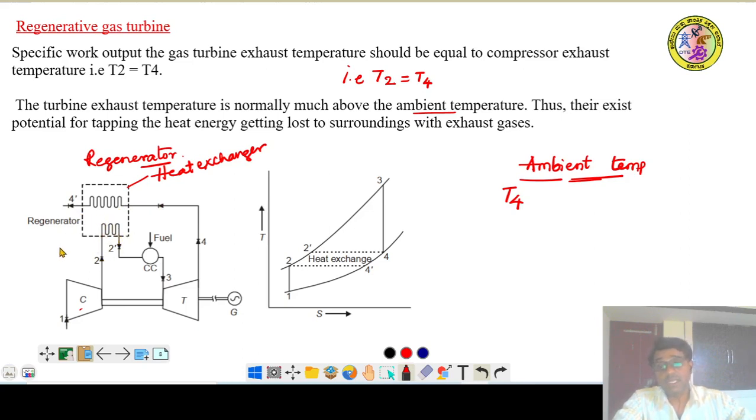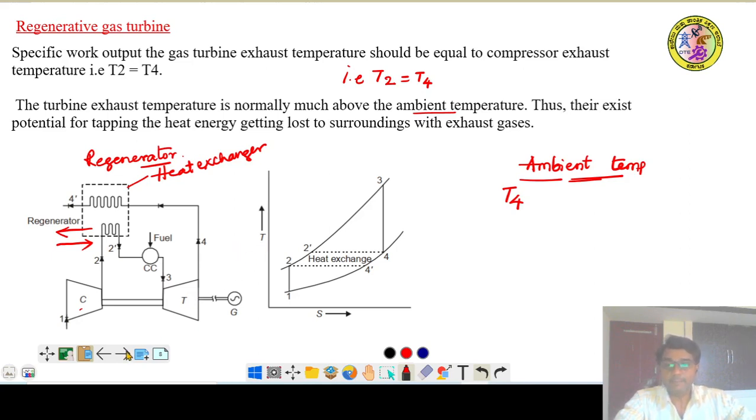So the compressed gas goes in this direction and the exhaust gas goes in this direction. That means it is counter flow: exhaust gas goes this way, compressed gas comes that way, so that it will absorb the heat in the regenerator. After absorbing the heat the pressure is not going to drop. Frictional pressure drop is not going to occur in this type. Next it passes to the combustion chamber where we heat the compressed air, it mixes with the fuel, and the products are expanded in the turbine to generate the power.